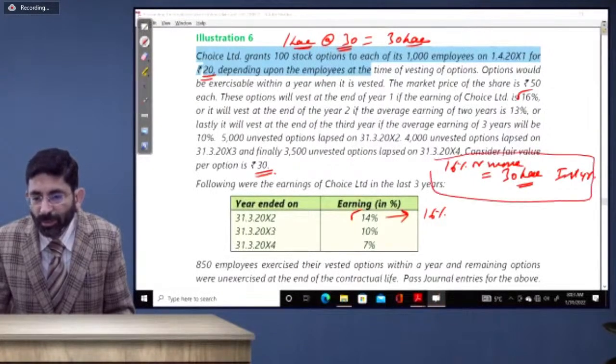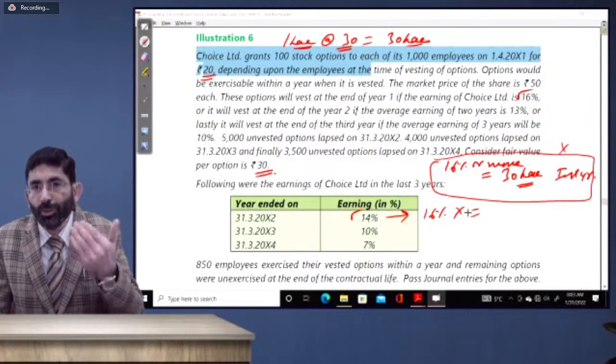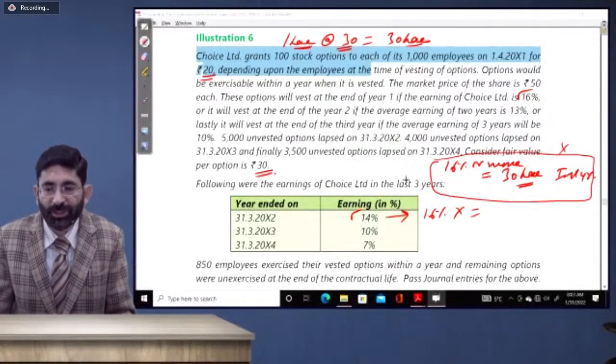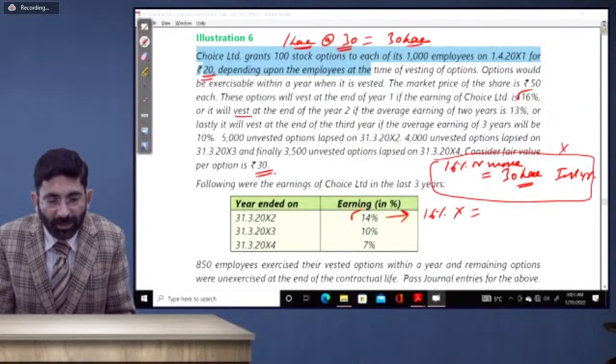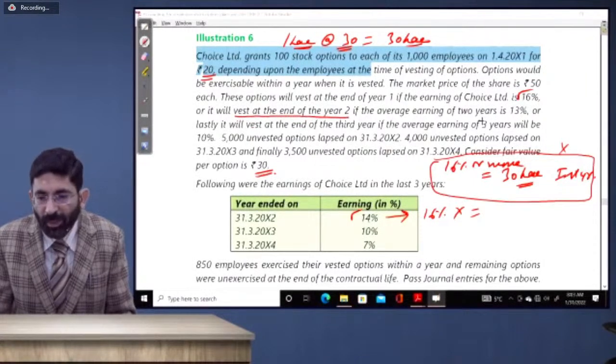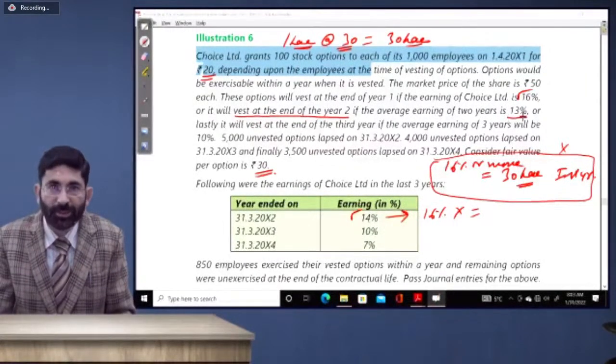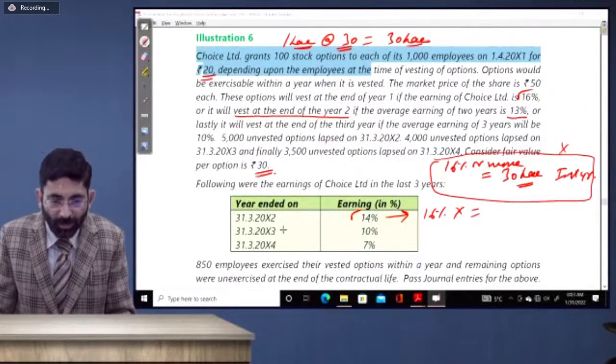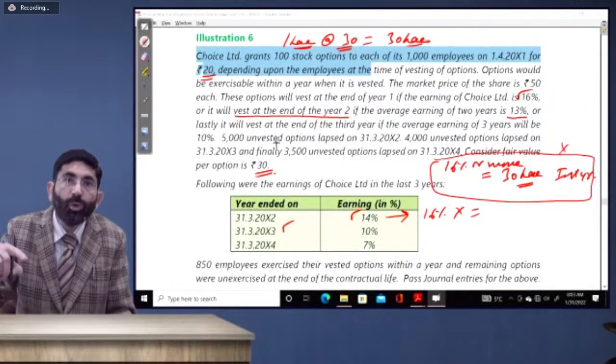This has not happened. What has happened, beta? We have achieved 14%. So the target is not achieved. So vesting period is increased to 2 years or 3 years, because he says it will vest at the end of year 2 if average earning is 13%. Now at the end of year 2 on 31st of March 2013, we will come to know whether the position is achieved or not.